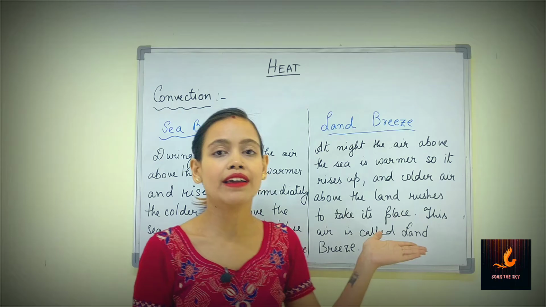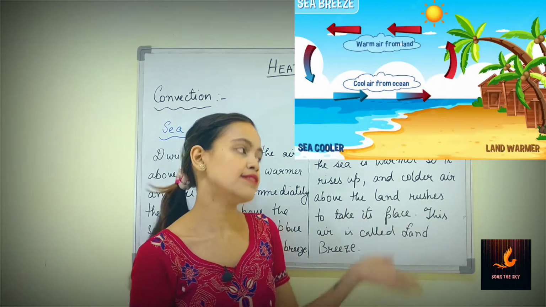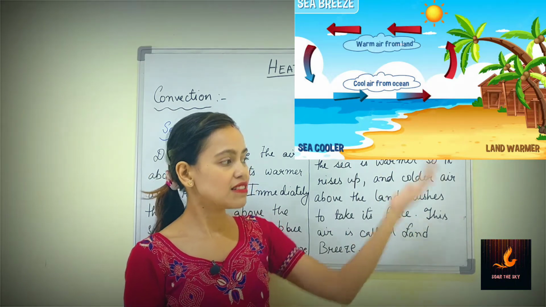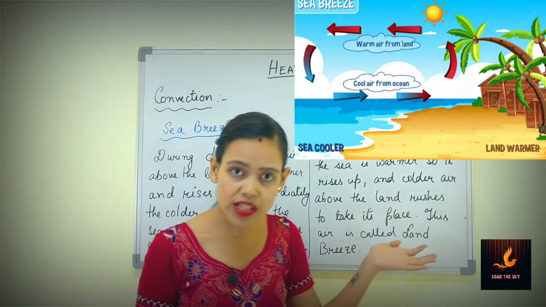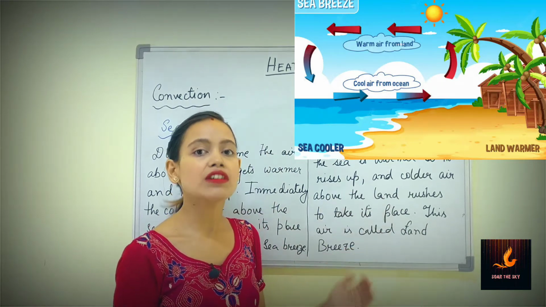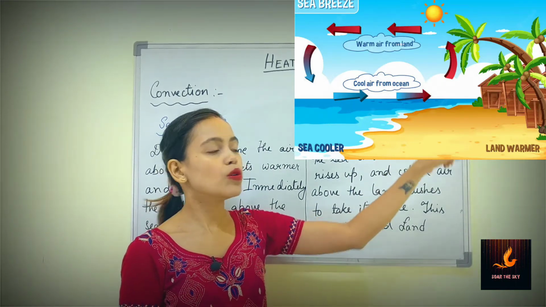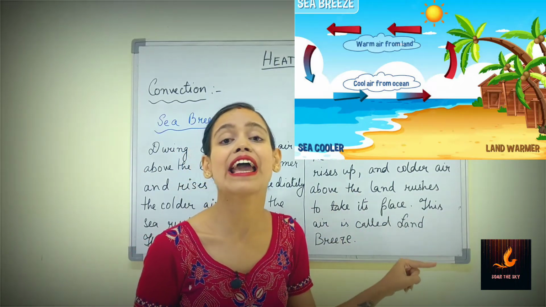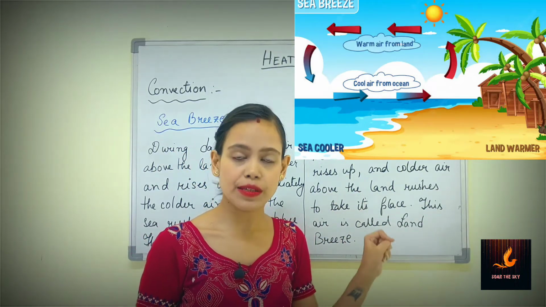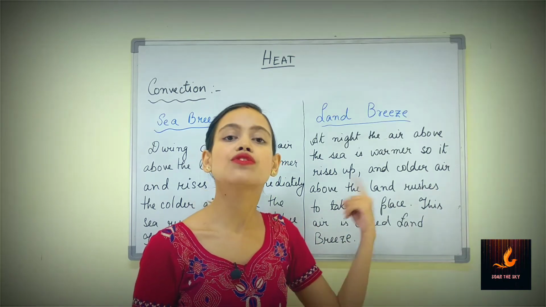If you see the diagram, you can very well understand the air above the sea is colder and the air above the land is hotter. The hotter air above the land, being lighter, rises up, and the colder air above the sea rushes to take its place, and this air is called the sea breeze, and this continues during the daytime.